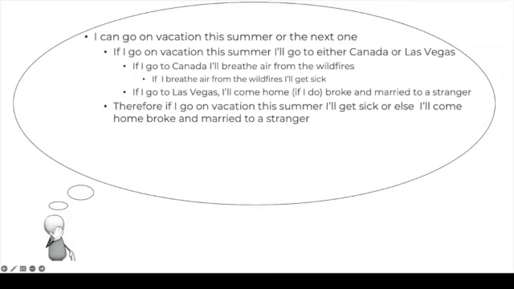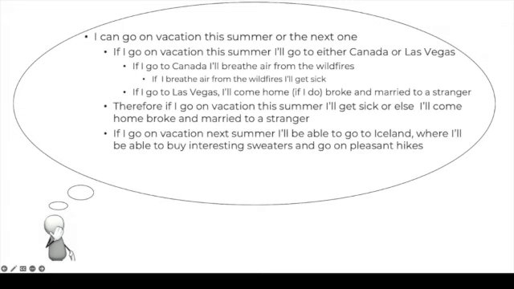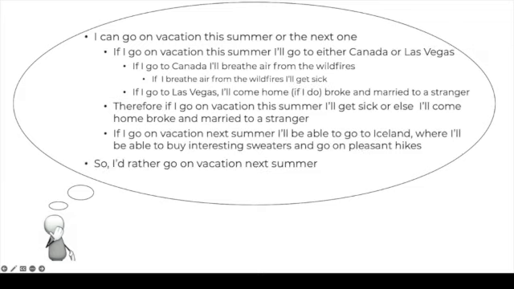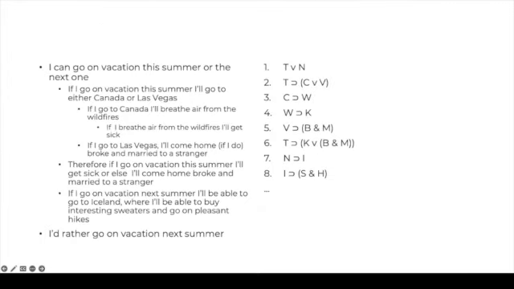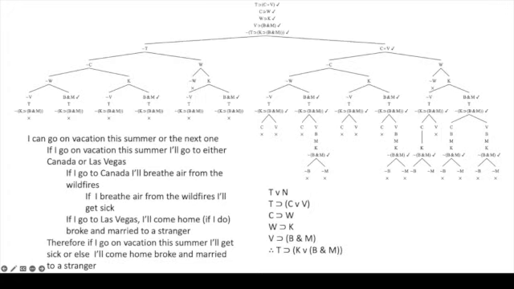Therefore, if I go on vacation this summer, I'll get sick, or else I'll come home broke and married to a stranger. If I go on vacation next summer, I'll be able to go to Iceland, where I'll be able to buy interesting sweaters and go on pleasant hikes. So I'd rather go on vacation next summer. Suppose that the self-formalization of your argument contains sentences like these.